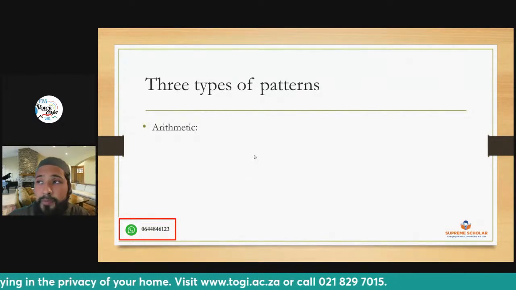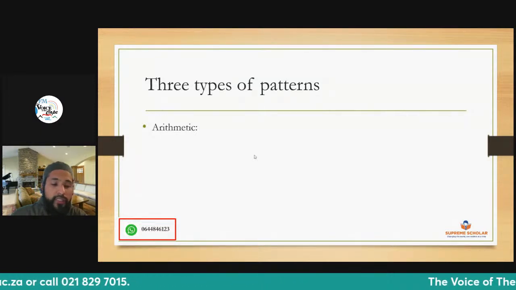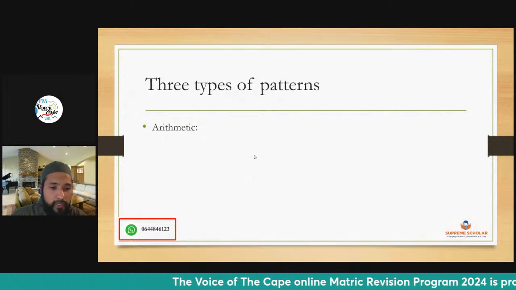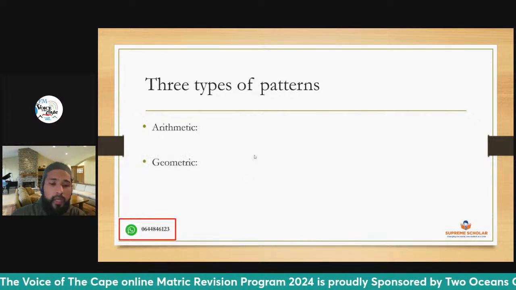You get 3 types of patterns that you, as a matric student, can be tested on in your final exam. The first one is what we call an arithmetic pattern. They also call it a linear pattern in certain instances, right? What is an arithmetic pattern? I'm going to unpack that.